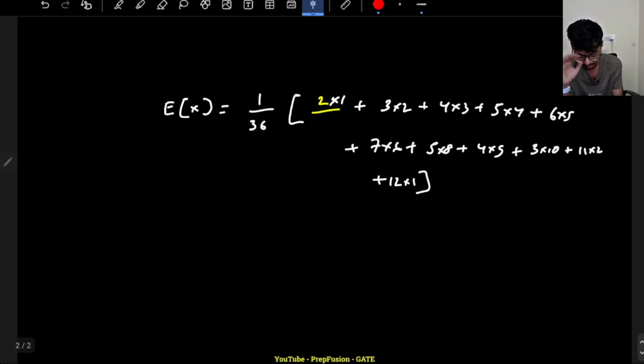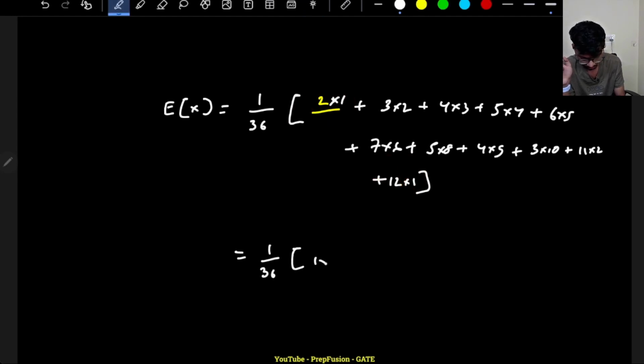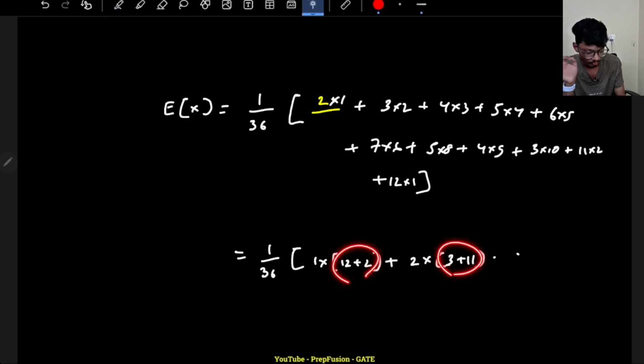Now if you see a pattern, wherever this 1 is there, I can take it out as common. Basically, what do I mean? I can write 1 by 36 and I can combine these two terms. So in total this will be 1 into 12 plus 2, then again I can combine these 2 and these 2 here. So it will become 2 into 2 plus 11 and it will go on. If you see, the sum will always be 14.